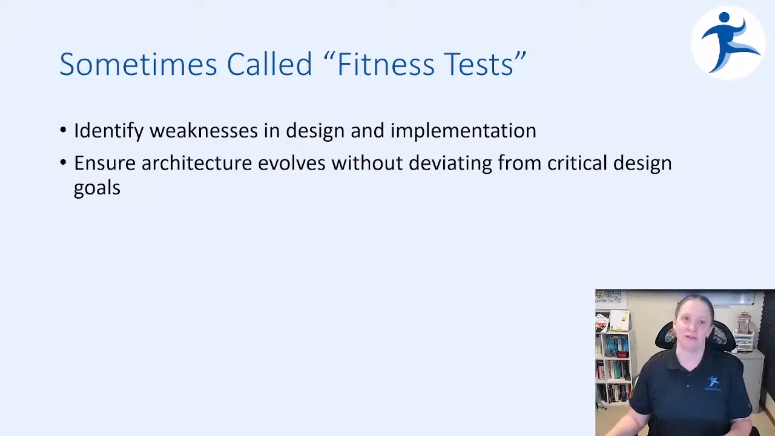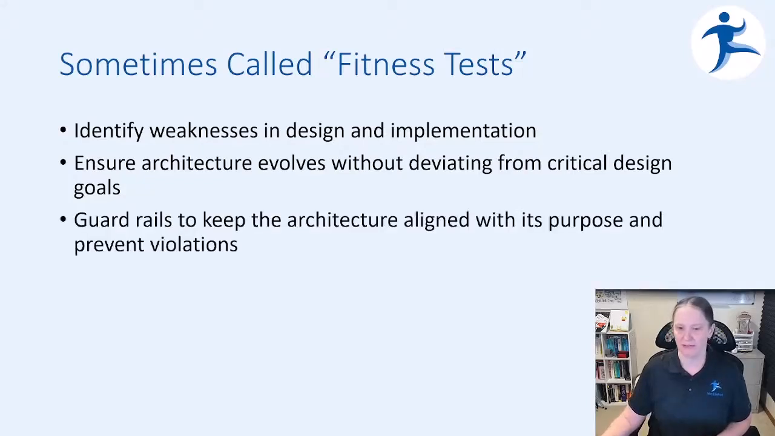Again, this allows you to ensure that your architecture is going to evolve over time without deviating from your critical design goals. So you may say that we have a certain layout that we need, that we have certain projects, and projects can't talk to each other or depend on each other, or they can. All those rules will evolve over time, and then you have automation that can help with that. Think of these tests as guardrails. They help you to stay aligned, stay focused with the purpose, and also prevent violations.